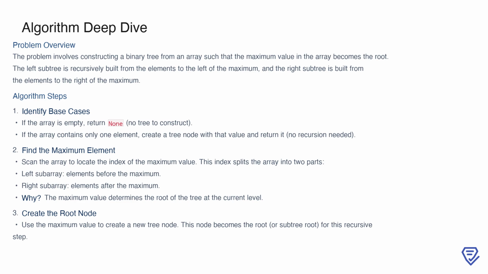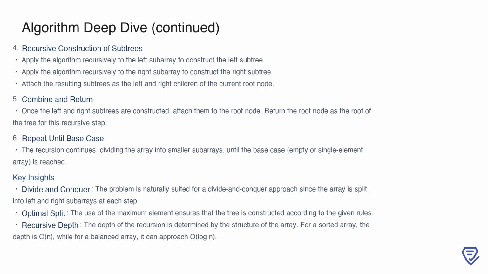Using this maximum value, we create a new tree node, which serves as the root node for this level of recursion. Now that the root node is created, we proceed to construct its subtrees. The left subtree is built by applying the same algorithm recursively to the left subarray, and the right subtree is constructed by doing the same with the right subarray.